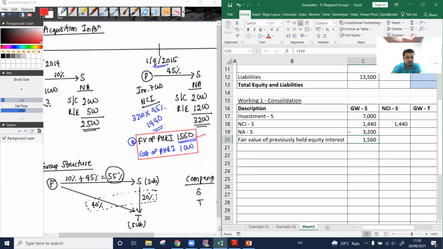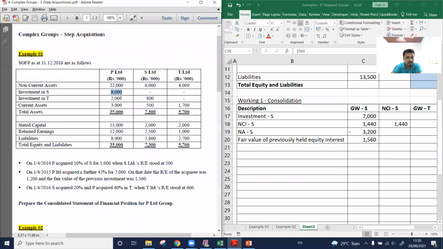Then how do the accounts go? This 8,000 comprised of what? The investment we made to acquire that 10% was 1,000, and to acquire that 45% we additionally made another 7,000. That 7,000 plus this 1,000 is what we have here as 8,000.